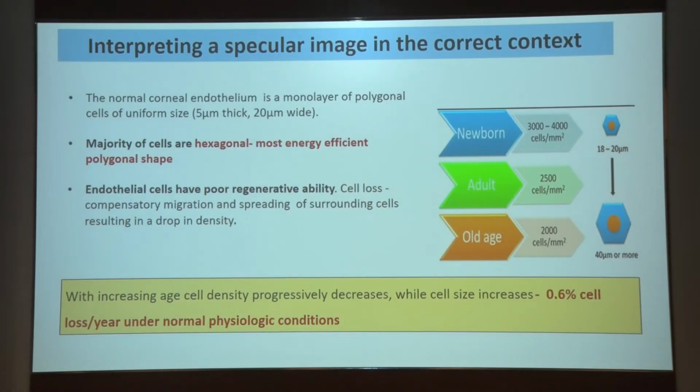So I'll come now to clinical specular microscopy. Interpreting a specular image in the correct context is important. You cannot take anything out of context. It has to be interpreted in the clinical context as well as in the context of what other pathologies or comorbidities the patient has. For that, it's important to know that the normal endothelium is a single layer made of polygonal cells, mostly hexagonal. The reason cells are hexagonal is that it is the most efficient shape, which provides maximum area. So most of the cells are hexagonal.